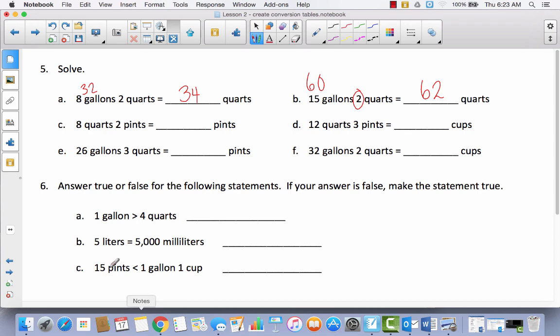Okay? Now let's do quarts and pints. So these are a little bit easier because you're just multiplying by 2. So I've got 8 quarts, which is the same thing as 16 pints. I add that together, and that gives me 18 pints. I want to see if you can do these last 3 by yourself. If you get stuck, you can always press play, but I want you to pause the video and try to do them by yourself. Go back and look at your conversion tables and see if you can figure it out.